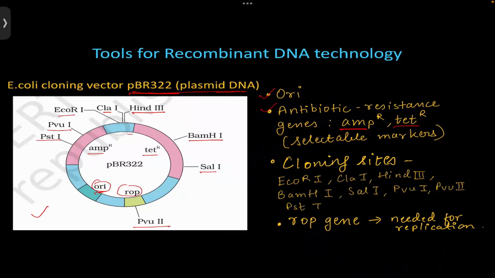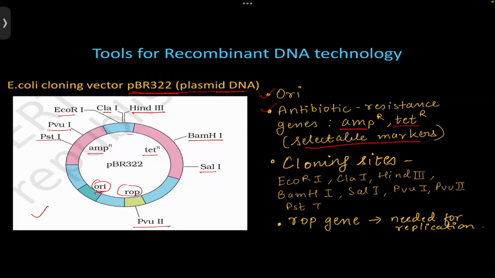So if any bacterial cell is having this kind of antibiotic resistance gene, then that particular bacterial cell can grow easily in a medium containing that particular type of antibiotic. Otherwise, the bacterial cell will not grow on the medium. Now, these kinds of genes are called selectable markers. Why they are called selectable markers, we'll come to it in a minute.